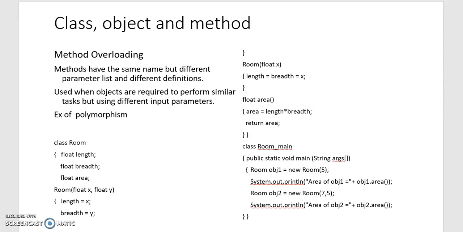Now here the methods have the same name but different arguments. So we have already dealt with method overloading. I'll just revise this particular topic. So you have the room and you have the constructors over here with two different arguments which will be used to compute area, and you can see that this program runs. This has been already explained in the previous session.